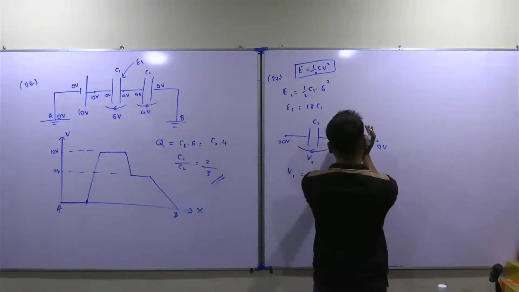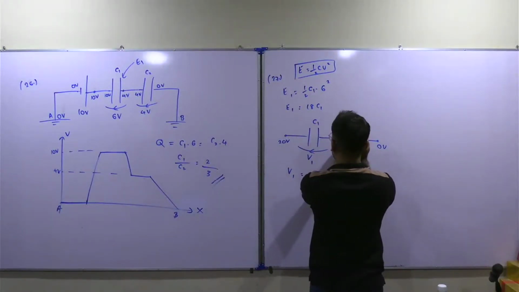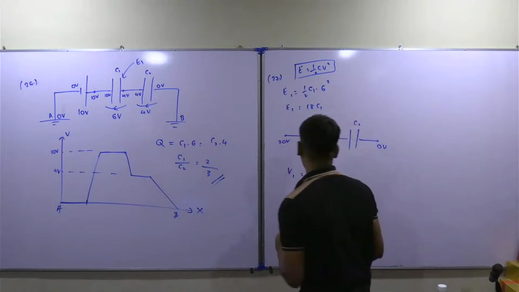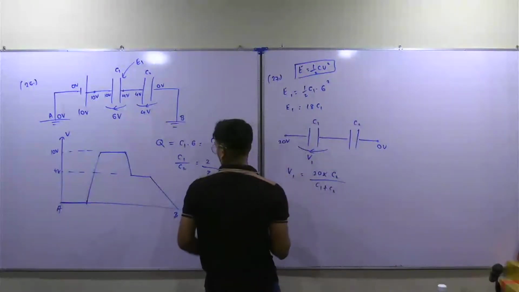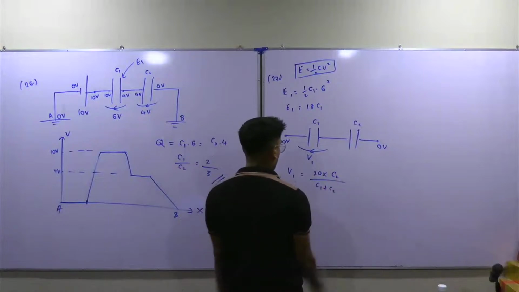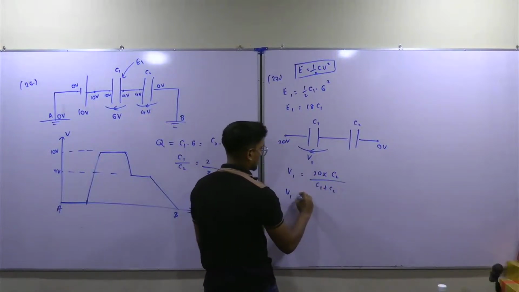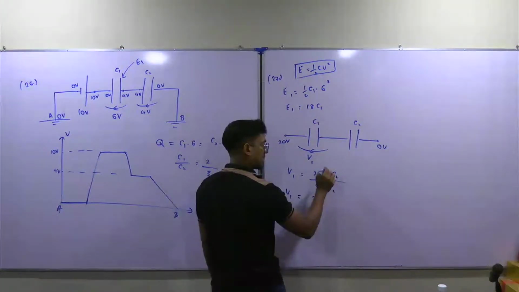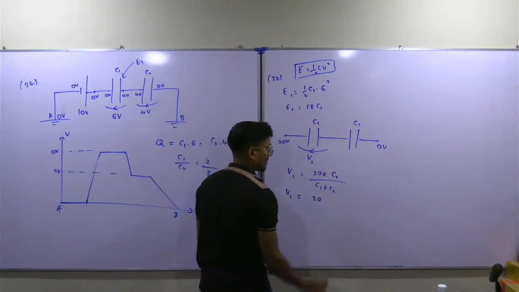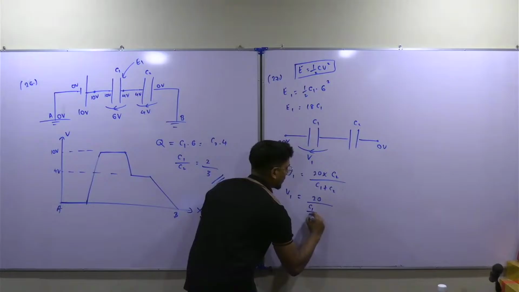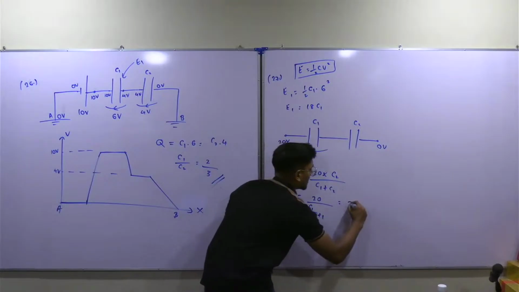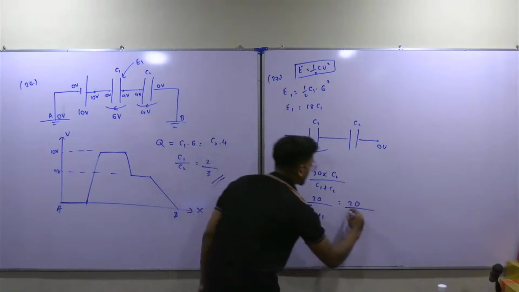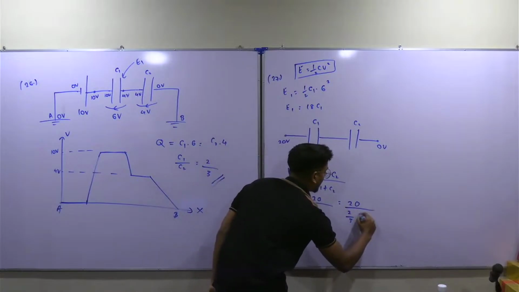If you need to find the potential difference across this capacitor, that is the total times the opposite capacitance over the addition, C1 over the sum. Now you know this ratio, and from that you can find V1. V1 is equal to 20, divide numerator and denominator by C2, so you have C1 over C2 plus 1. C1 over C2 is 2 over 3, so 2 over 3 plus 1.